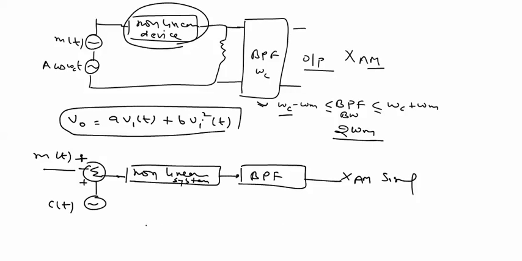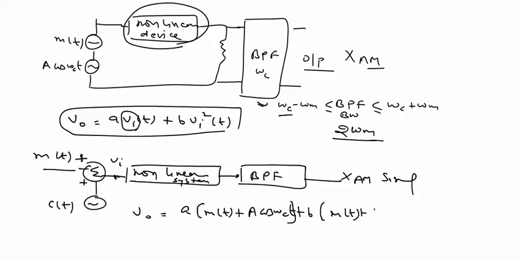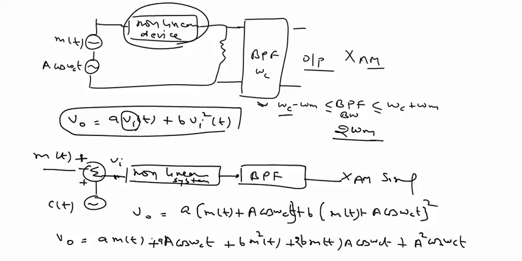So first we apply V in. V in is our input. From here I apply m(t) plus A cos omega ct, plus b times m(t) plus A cos omega ct, whole squared. I expand this, and after expanding I get these terms, some of which can't be passed through the band pass filter.